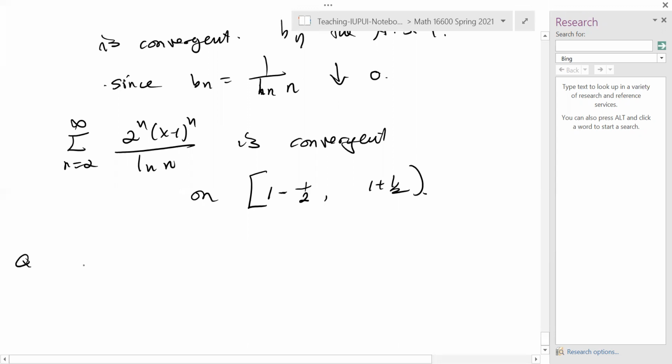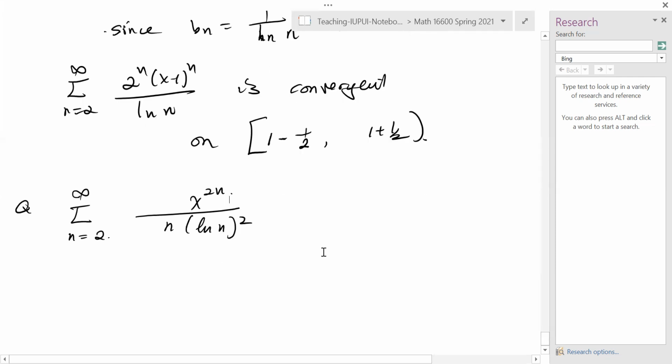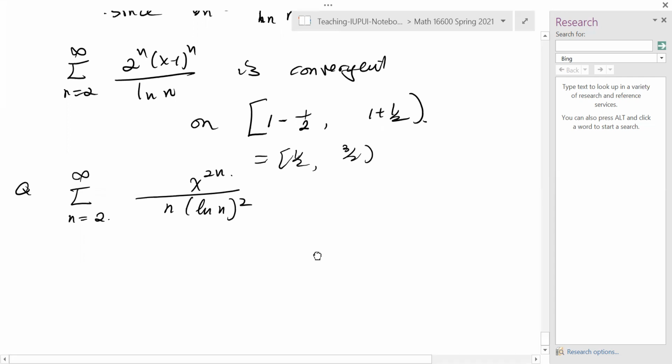All right, so let's take a look at the next one. This is from the book. Let's take a look at this. This will be my last example to discuss here.